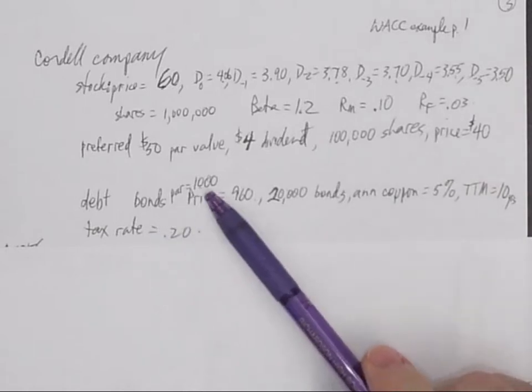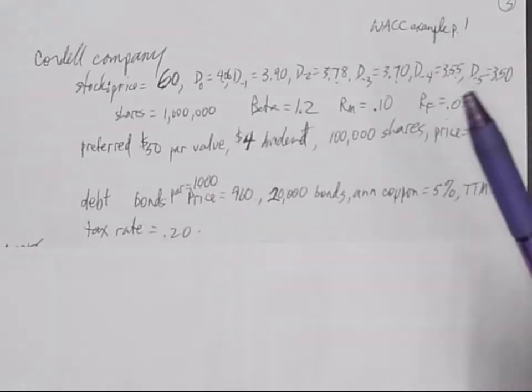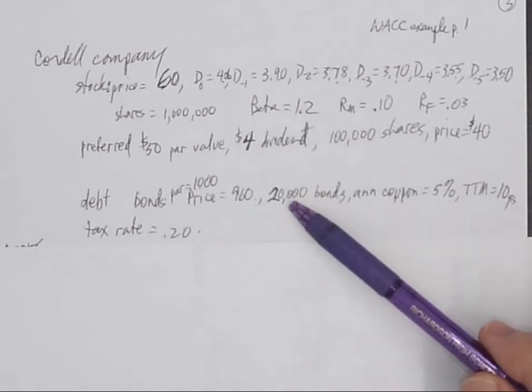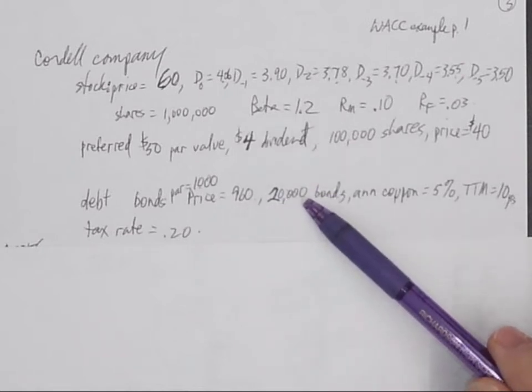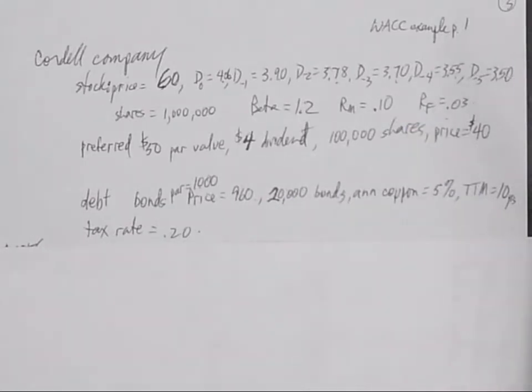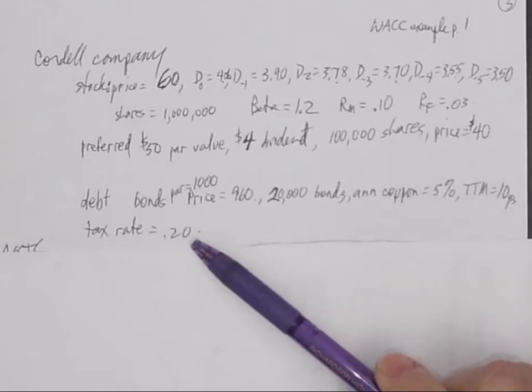Finally, debt. We have par value of $1,000 on the bonds. They're selling for $960. Again, that could have said that the price is 96. And here it's saying there are 20,000 bonds, so we're going to multiply the 960 times 20,000. It could have said there's $20 million of book value of bonds, and the bonds were selling for 0.96. Either one would give you the same answer. Annual coupon is 5%. Time to maturity is 10 years, and the tax rate is 20%.